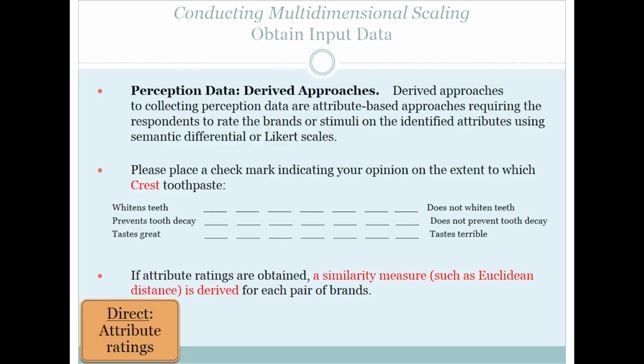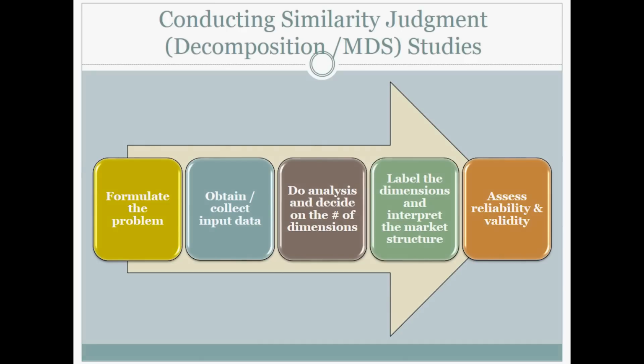So in those 7 points, where does it fall in terms of whitens teeth? It does not whiten teeth. Or prevents tooth decay, and it does not prevent tooth decay. So you're just getting them to rate across each one of those by placing a mark. You can do these with marks, numbers, or whatever, right? Different survey techniques. And then you're basically trying to get at where your brand falls on each one of those versus other brands.